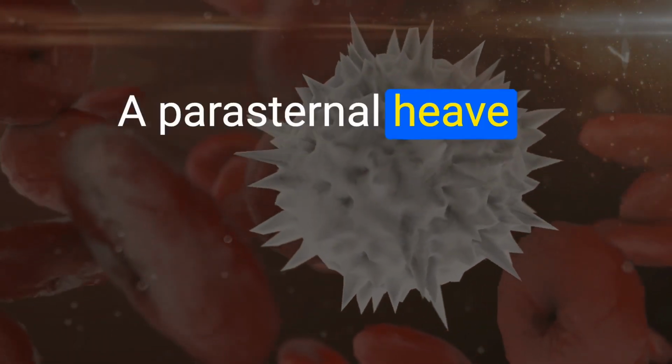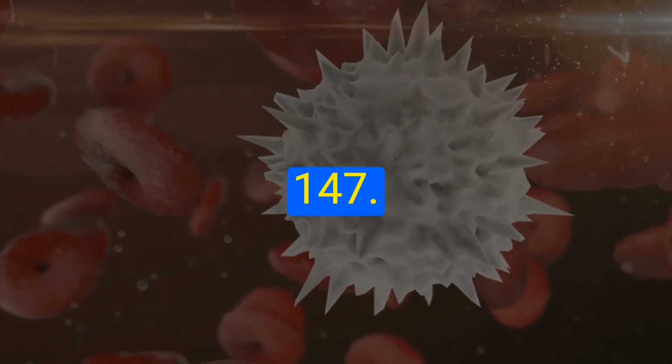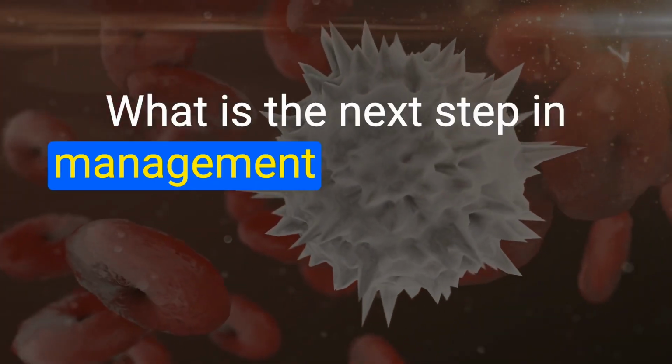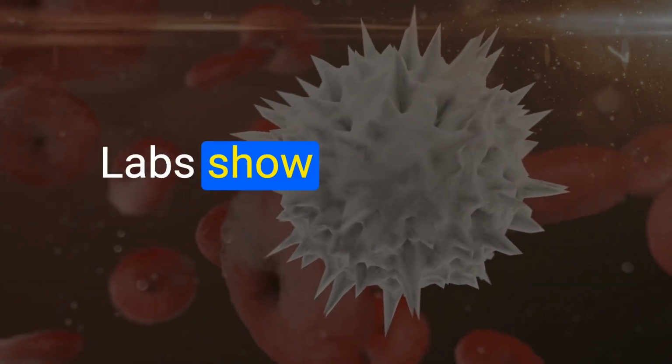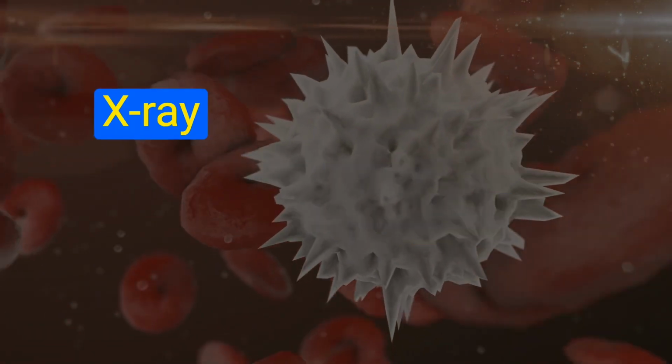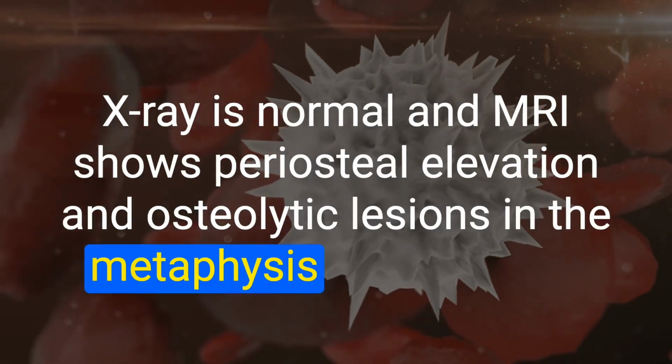146. A parasternal heave is felt on the left parasternal area and suggests right ventricular hypertrophy. 147. What is the next step in management for a child with hip pain, fever, warmth, and swelling over the upper thigh? Labs show leukocytosis and elevated ESR. X-ray is normal and MRI shows periosteal elevation and osteolytic lesions in the metaphyses of the femur.